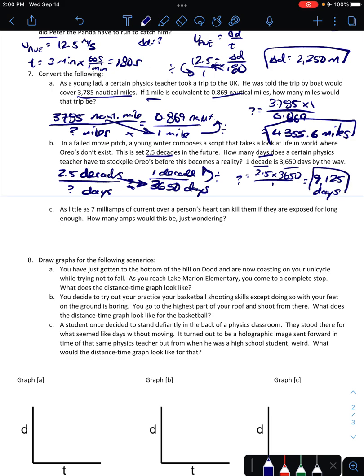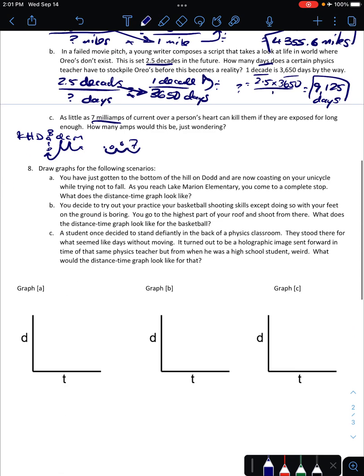So, as little as 7 milliamps can kill a person. How many amps would this be? All right, so we got KHD base DCM. Starting at the milli, 1, 2, 3 to the left. So if I've got a 7, 1, 2, 3 to the left, so that's going to be zeros. So this should be 0.007 amps.